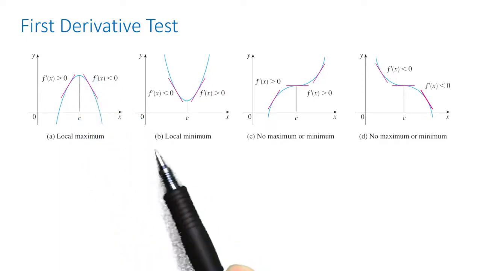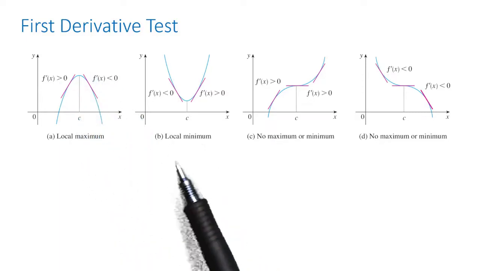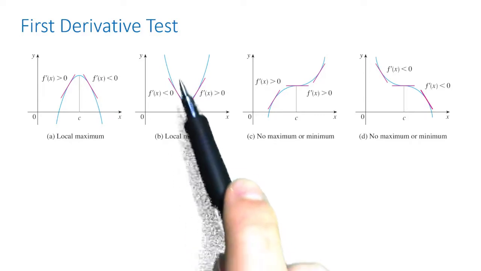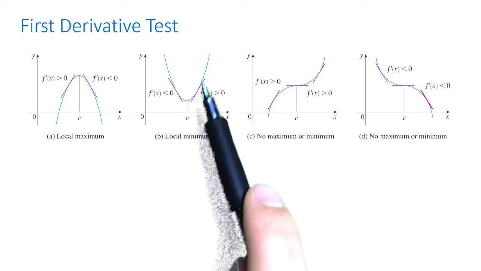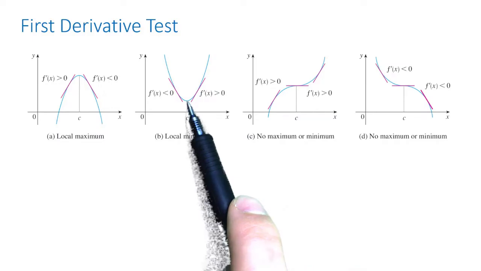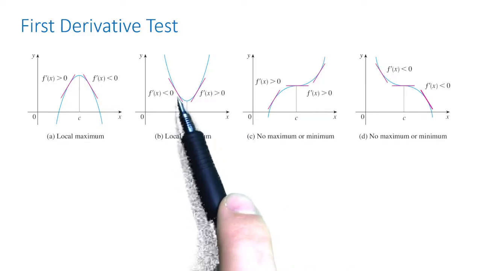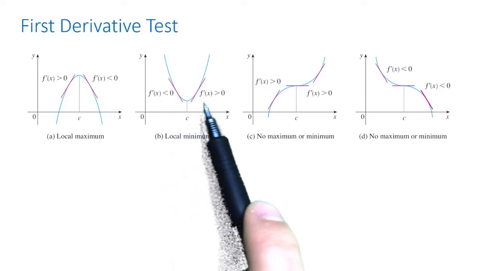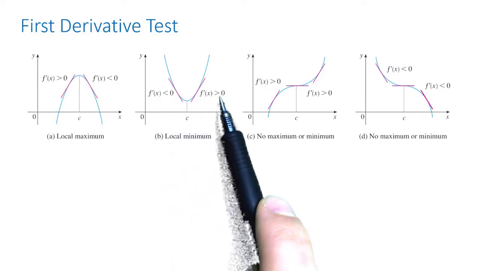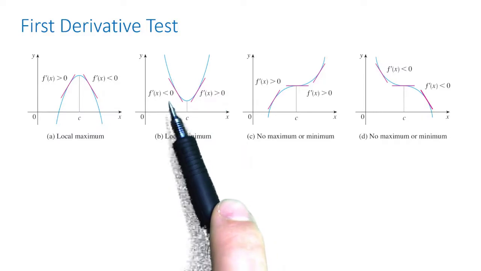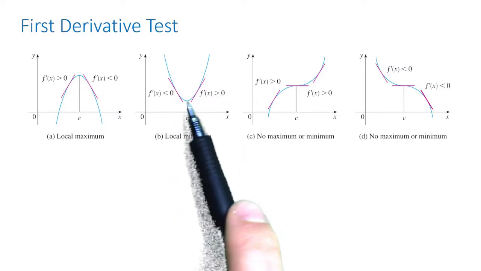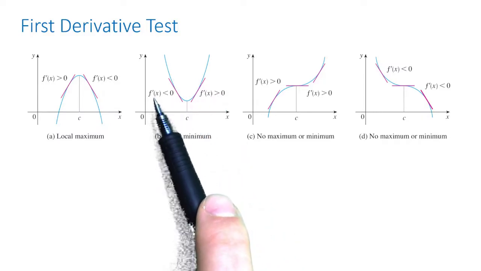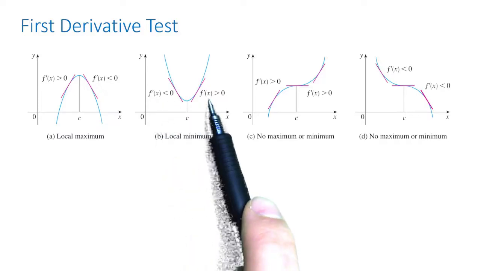Okay? Here's an example where we have a local minimum. Now, this looks like a parabola opening upwards, right? So there's the local minimum right there. Now, let's look at the derivative. The derivative to the left of the minimum was negative, and to the right of the minimum was positive. So again, the derivative has changed sign. It has changed from negative to positive.